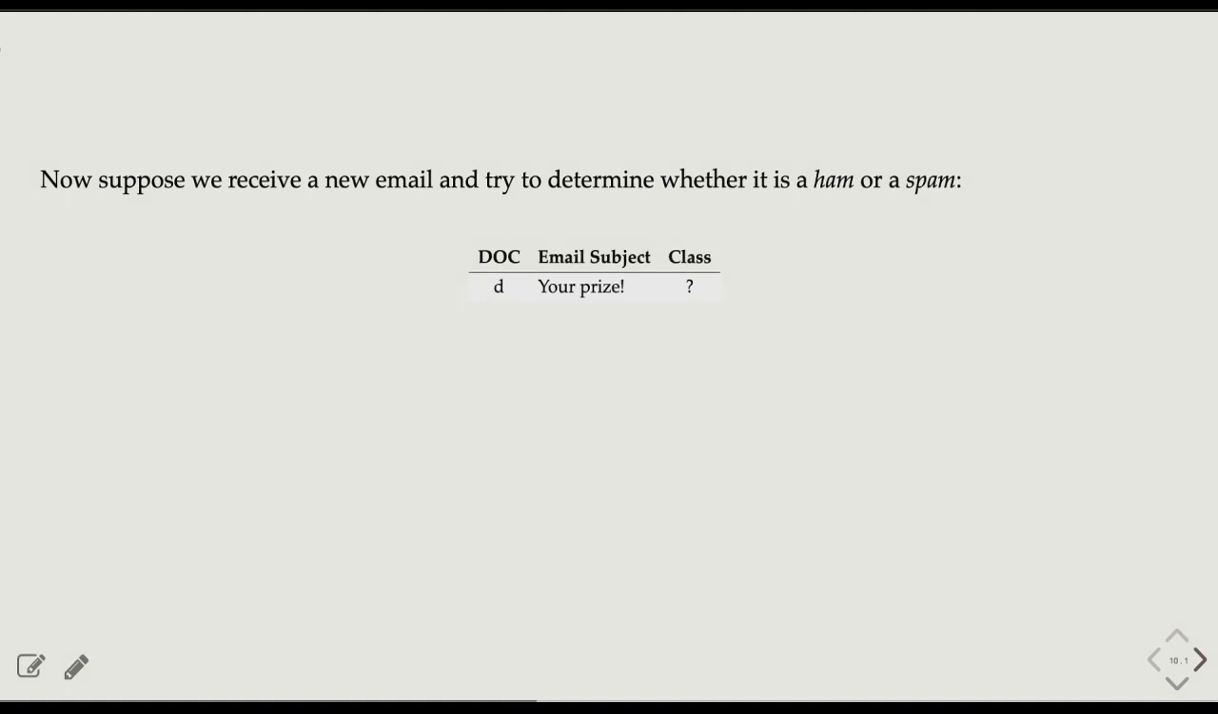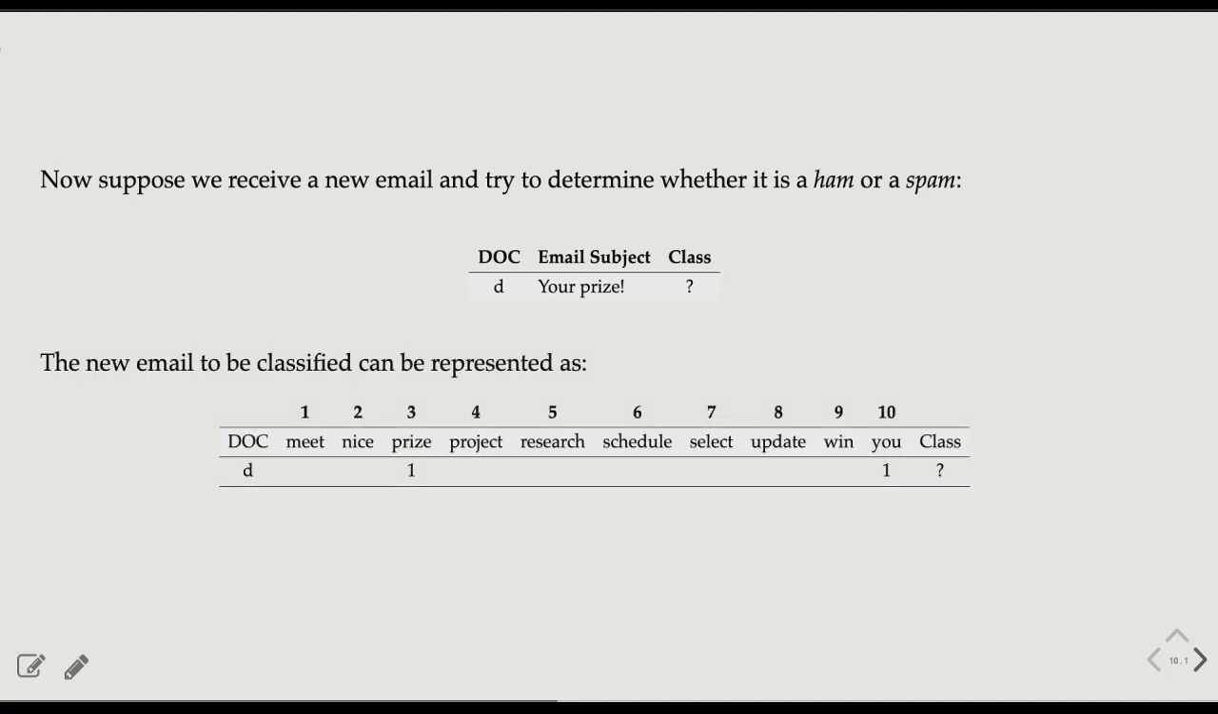Okay, so let's suppose this is the email that we receive, and this email has a subject line, your price. Now for the sake of discussion, we suppose we are only going to rely on the subject line here. So we don't look into other data. And so this is the only data that we have for the classification. The question here is, which class should we predict? And so we need to combine those probabilities that we have computed earlier. But how do we put them together?